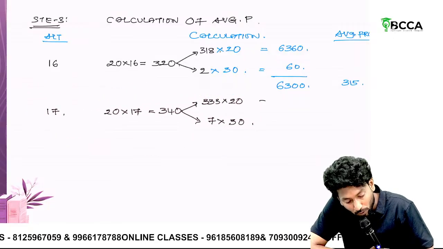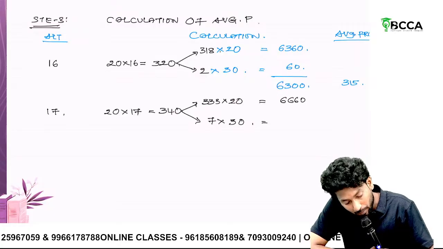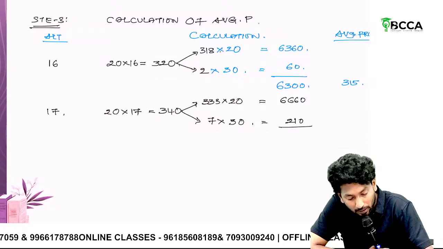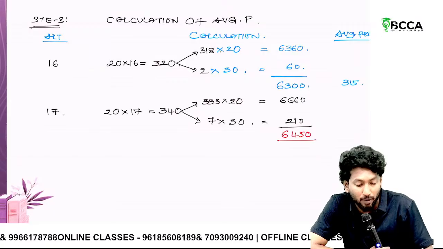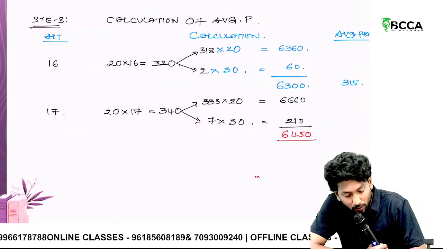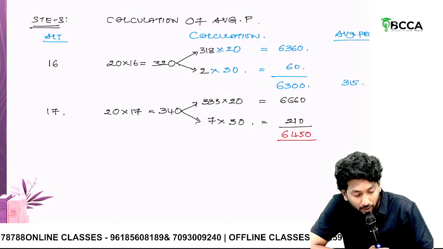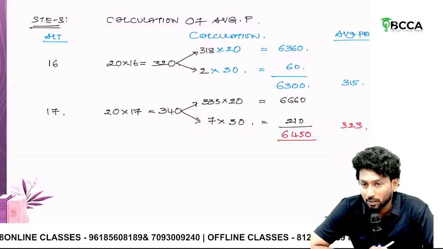333 into 20, that means 6,660, minus 7 into 30, which is 210. That gives 6,450. Average profit is 6,450 divided by 20, which is 323. Let's make it a round figure, 323.